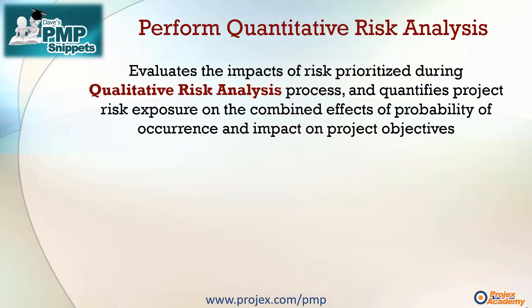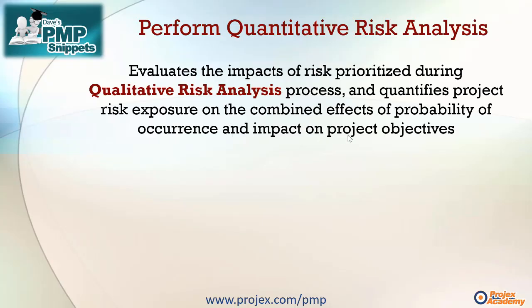The first thing you'll want to know is where exactly is the tornado diagram used within the PMBOK guide? Well, the answer is it's within the process called Perform Quantitative Risk Analysis. What this process is there to do is to evaluate the impacts of risks which were already prioritised during the previous process, although they're often done in parallel, called Qualitative Risk Analysis. And what quantitative risk analysis does is it quantifies project risk exposure on the combined effects of probability of occurrence and the impact on your project objectives.